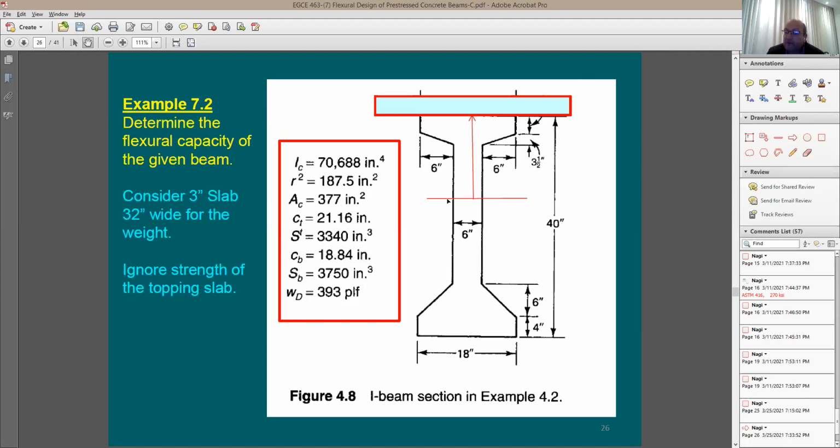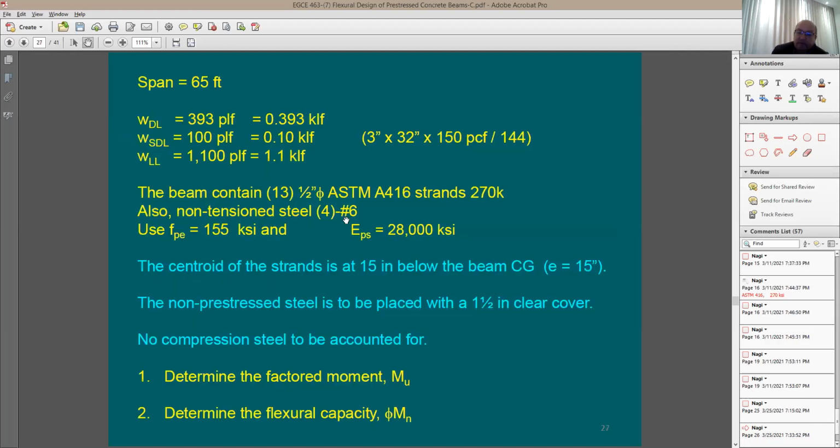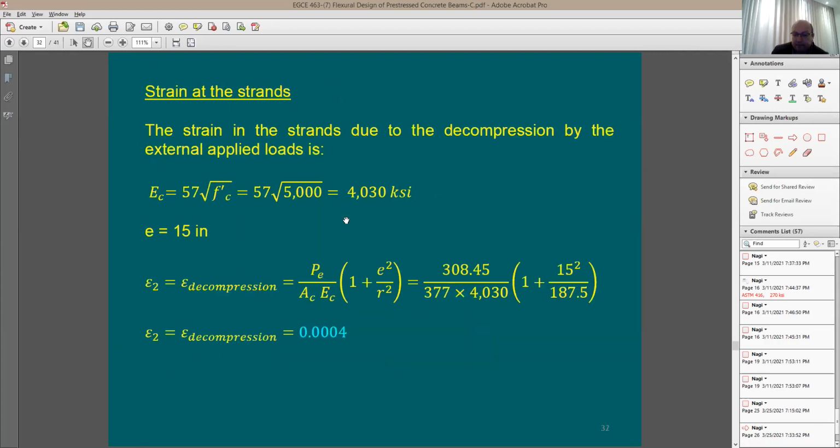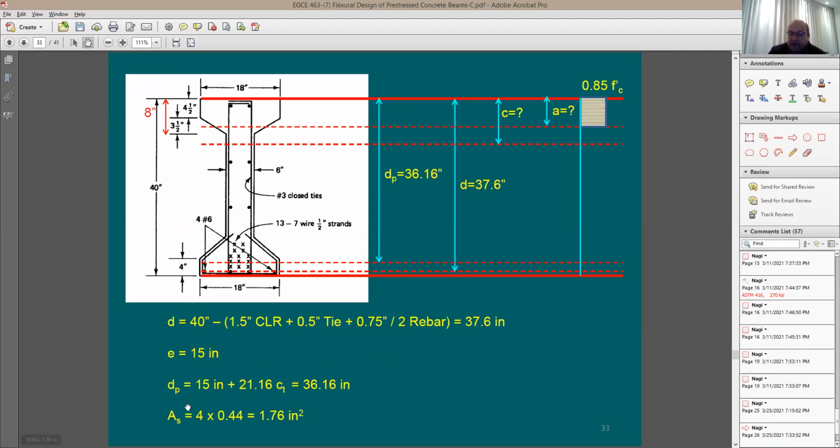Now it says the drape from this point here is going to be 15 inch down. So I'm going to be taking this 15 inch plus 21.16, which is the top from the centroid to it. So I have here 36.16, which is this number here.